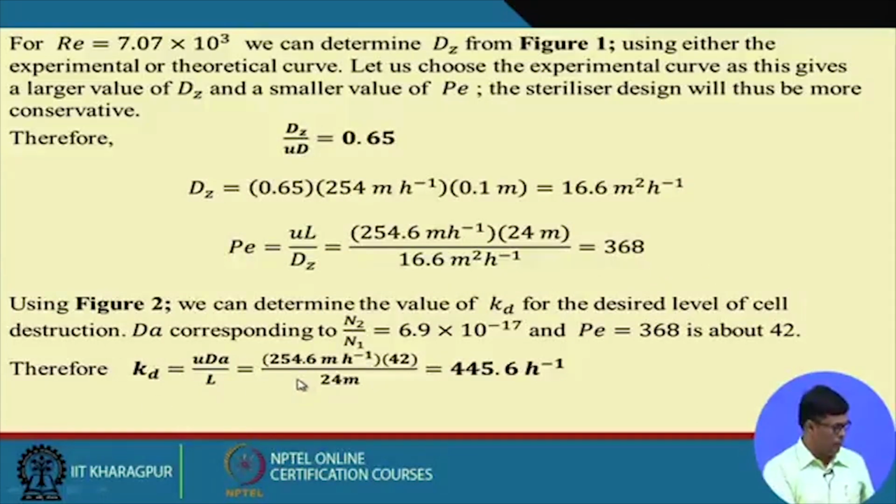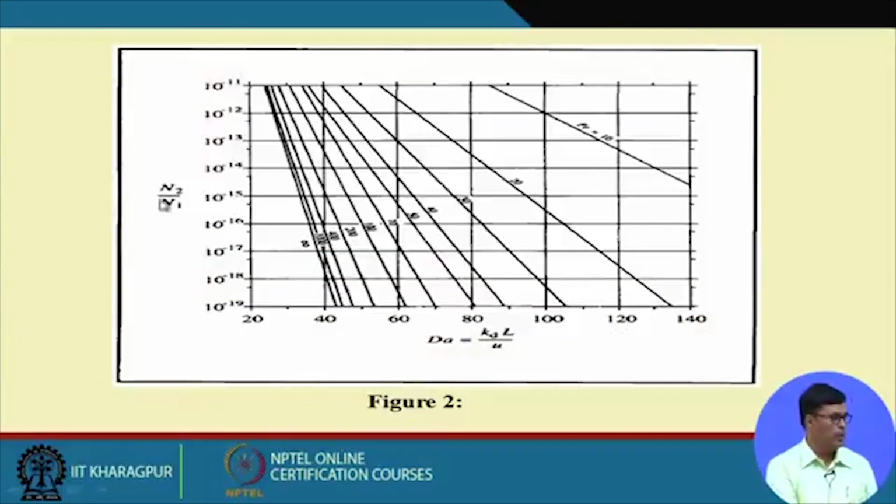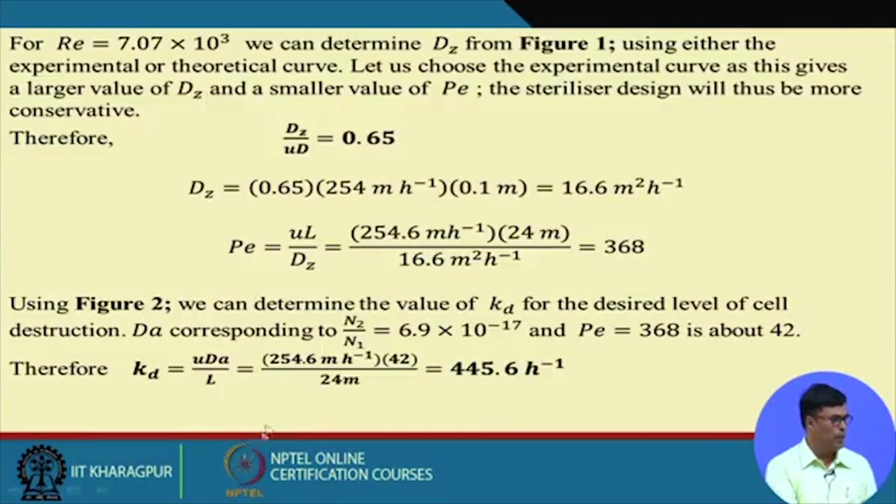Now, if you look at figure 2, it is the plot between N2 by N1 against the damkohler number, KDL by U. So you have different values here, and if you know this value, you can find the corresponding value. N2 by N1 is 6.9 into 10 to the power minus 17, and the Peclet number is this. Then the DA value is coming about 42.